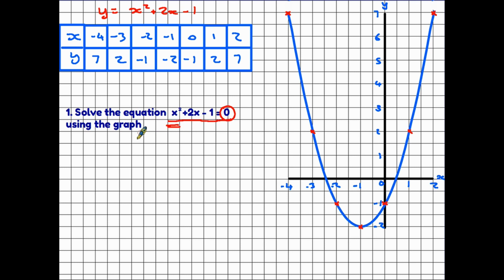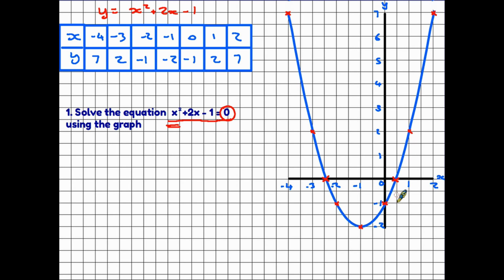This can be done using algebra, but we are being asked specifically to use the graph. So let's have a look at the graph and identify where y is equal to 0. Well, of course, y equals 0 is along the x-axis here, and in fact there are 2 points. There is a point here where y is equal to 0 and a point here. In other words, it is the 2 places where the graph crosses the x-axis, because at these points y is equal to 0. We then need to give the values of x at these points in order to solve the equation.